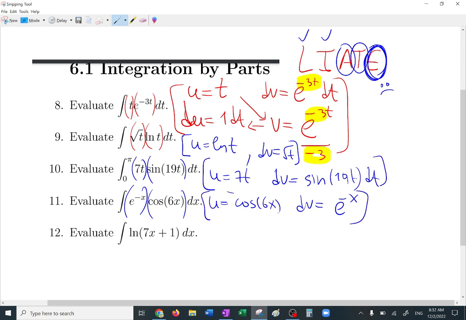dv. And the last one, ln. See, just integrating log requires integration by parts. ln is multiplied by what? 1. So we see it as a product of two functions, log and 1. U should be log. So integral of log, any kind of log, requires integration by parts.